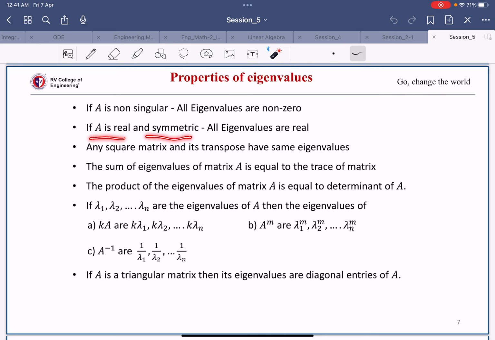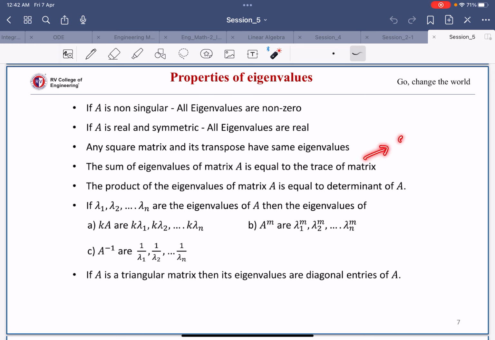If A is a real and symmetric matrix, so what is a symmetric matrix? A symmetric matrix is a matrix whose transpose is equal to the matrix itself. So if A is a real and symmetric matrix, all the eigenvalues are real. Any square matrix and its transpose have the same eigenvalues. So if given a matrix A, I have the eigenvalues say 2 and 3, its transpose will also remain the same. The sum of the eigenvalues is equal to the trace of the matrix, a very important result.